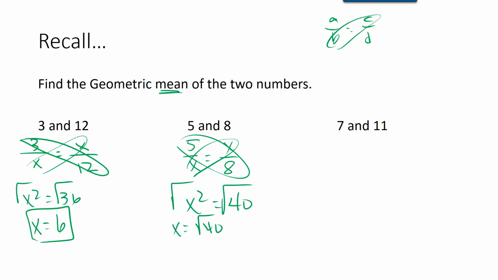Now 40 is not a perfect square, so we want to break it down. And we're going to use finding all of the prime factors to do that. So I broke 40 down into 4 and 10. Again, that's not the only way. You could have used 5 and 8. That's what you multiplied to get 40 in the first place. But any way you break it down is going to result in the same set of prime factors.